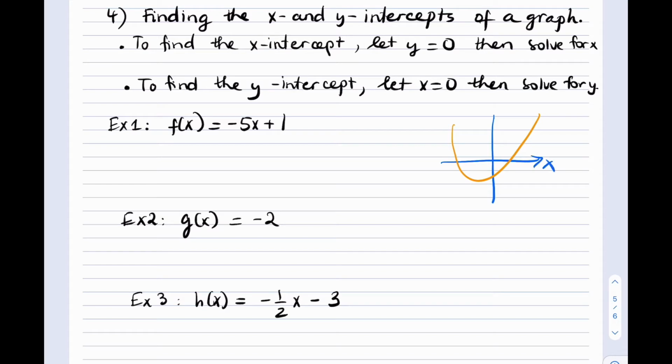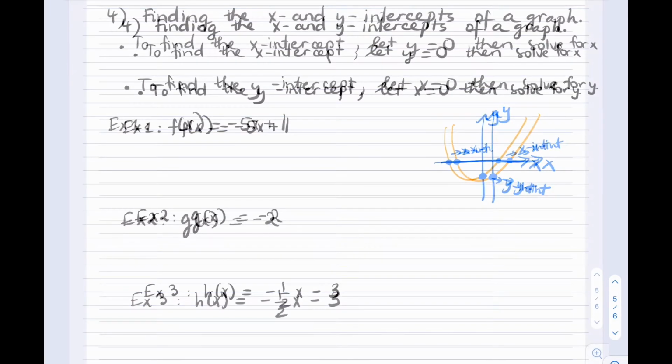So here's the x-axis. The graph, this orange graph here, intersects with the x-axis at this point and this point. So therefore, those two are the x-intercepts. And then the y-intercept is the point where the graph intersects with the y-axis. So this orange graph here intersects with the y-axis at this point. So right here, this is the y-intercept. These two are the x-intercepts.